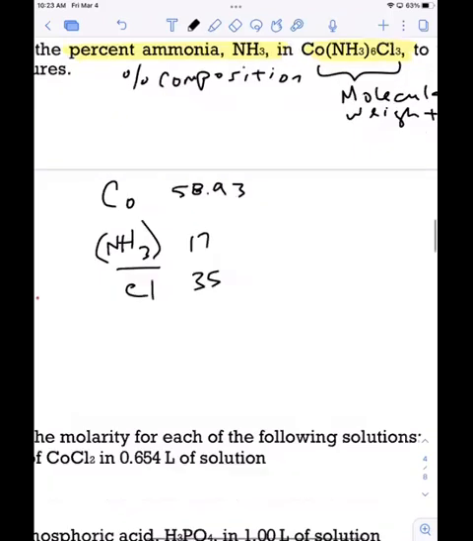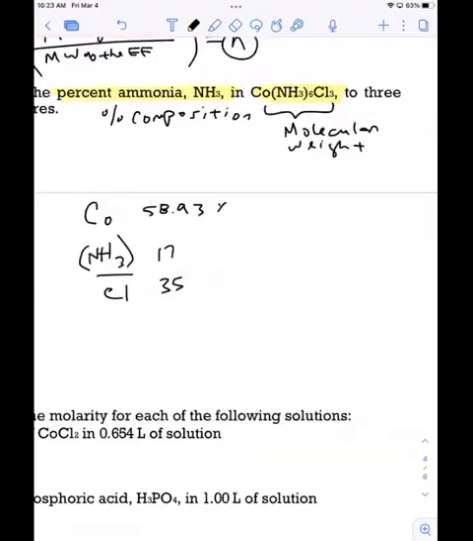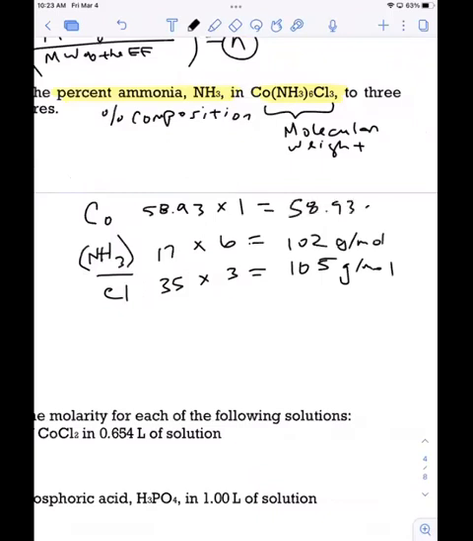All right, so now how many cobalts do we have? Just one, right? And then we've got 6 of these and 3 of these. So this is going to be 105, and this is going to be 17 times 6, 102. And this is all in grams per mole. And then cobalt is 58.93 grams per mole. Right, so let's total those up because that's what we need.